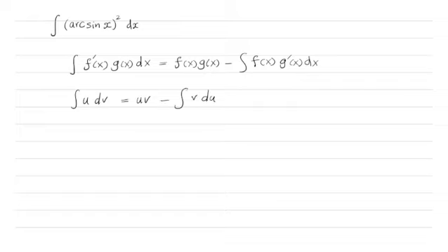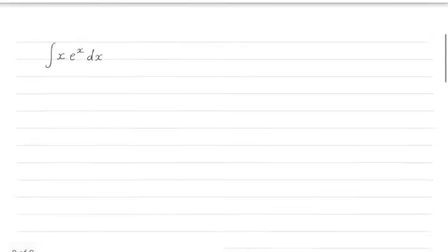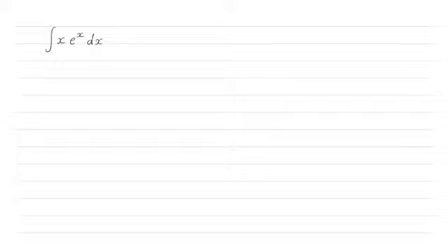Here u is g and dv is f prime dx, and v is f and du is g prime dx. So these are two standard ways of writing this formula. Before going to compute the integral of interest, the first integral, let's see a few easier examples. So let's start with this one.